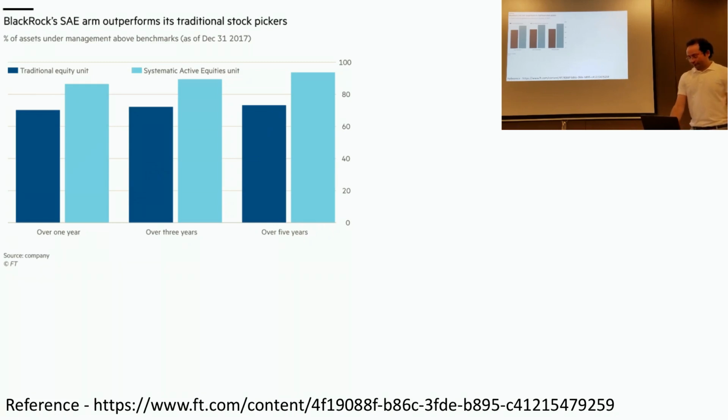Just read the thing. The black lines are traditional equity funds, which means there is somebody sitting there doing the research and making the decisions, and the green is AI.